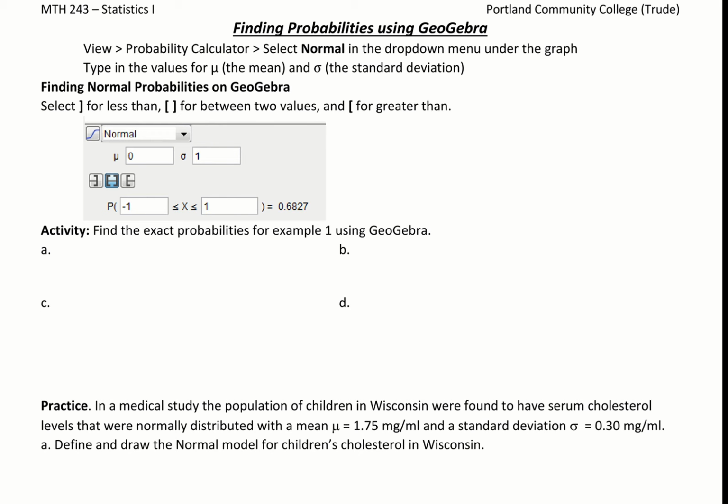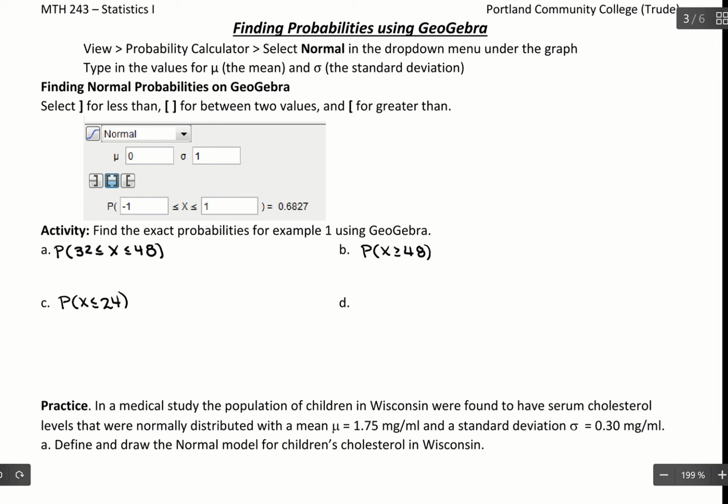In part A, we had looked for this probability between two values, where 32 was the lower bound and 48 was the upper bound. And we can have these different scenarios of looking between two values. In part B, we looked above a certain value. In part C, we looked below a value. And it depends on in which direction you're shading which of these three you select in Geogebra.